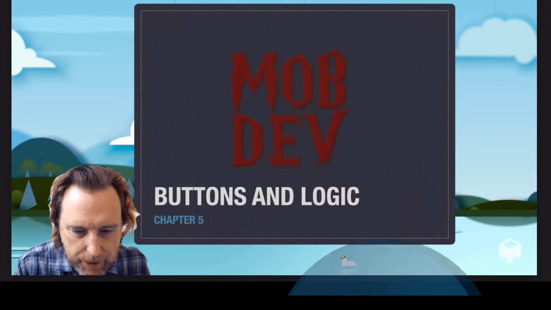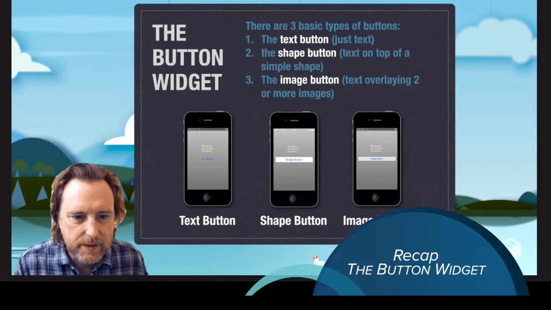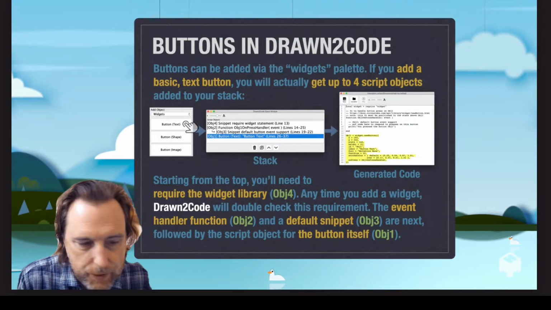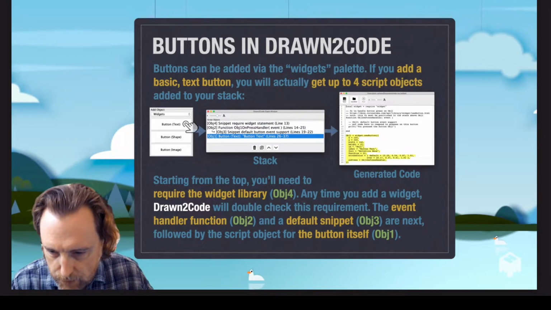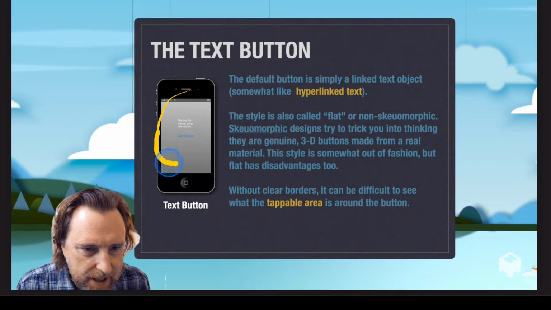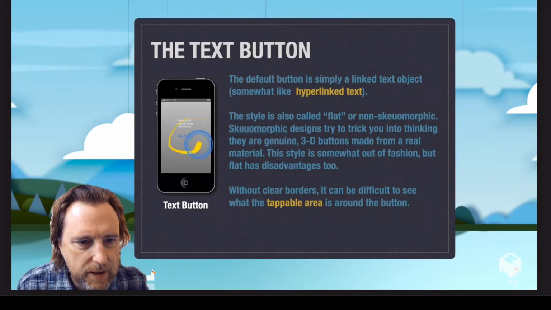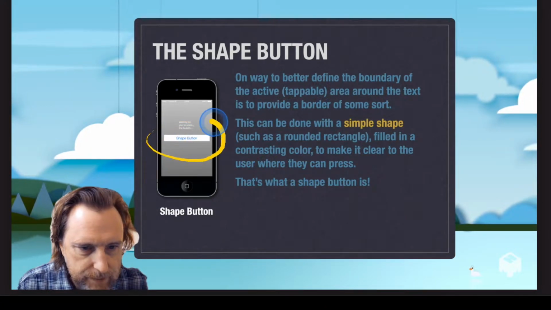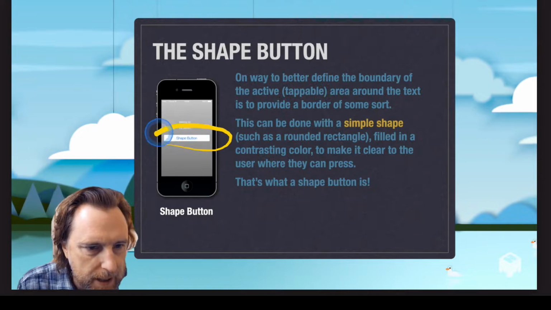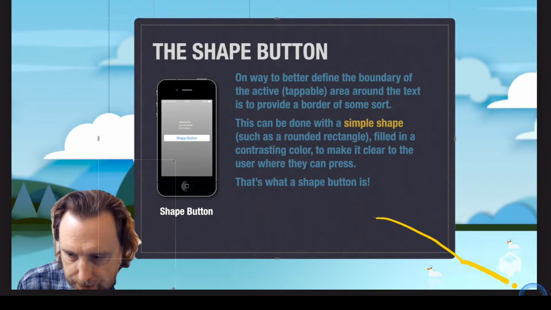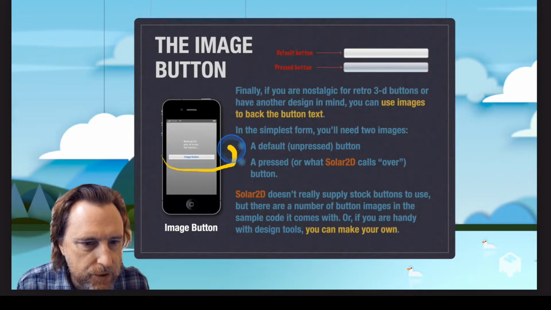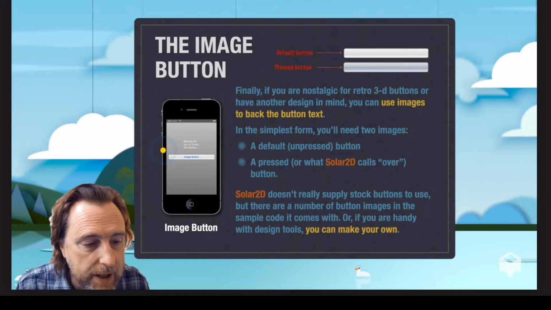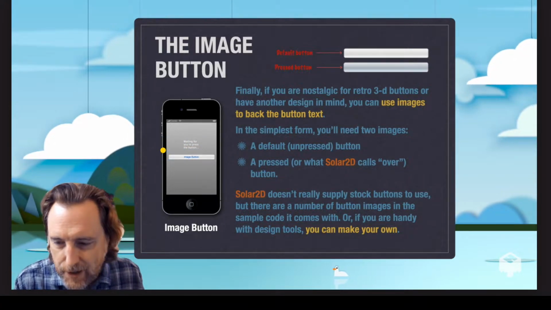So we talked about buttons last time. There are 3 types of buttons: the text button, the shape button, and the image button. And we looked into how to implement those, what the syntax was, and what the approach using Drawn to Code was. Briefly, the text button is just text, typically displayed in a light blue color. The shape button has the same text, but also has a drawn shape of some sort behind it, either a rectangle or a rounded rectangle or something else. And the image button uses 2 or more images of your own design to create a button in whatever style or effect you care to have it.